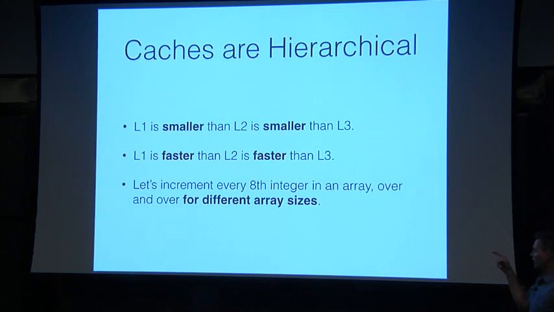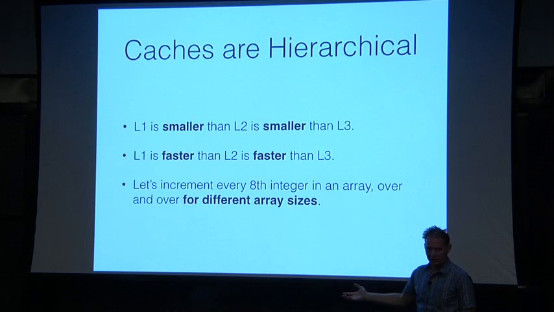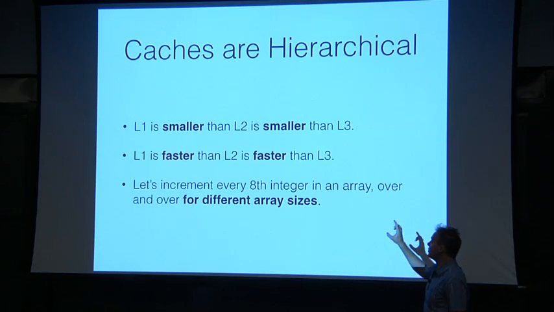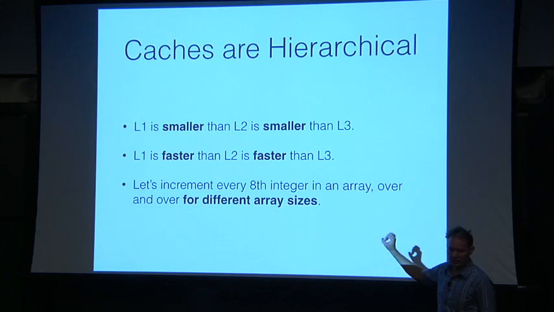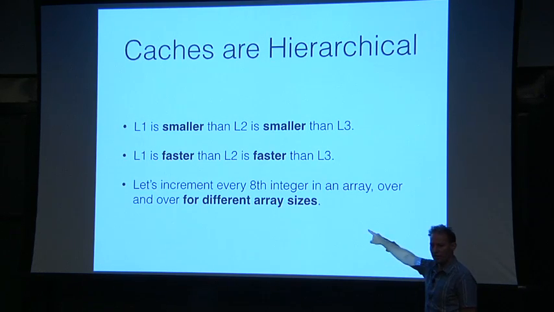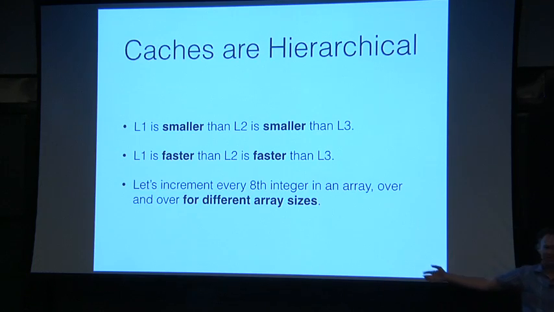So let's increment every 8th integer in an array over and over for different array sizes. This will allow us to probe the size and the speed of the individual cache lines. Why every 8th integer? Lines. The answer to every question in this lecture is lines.